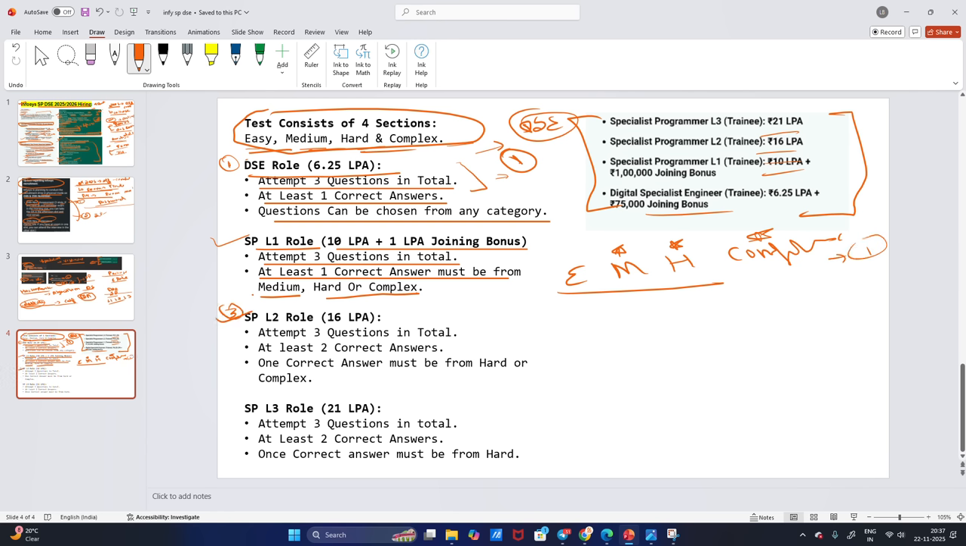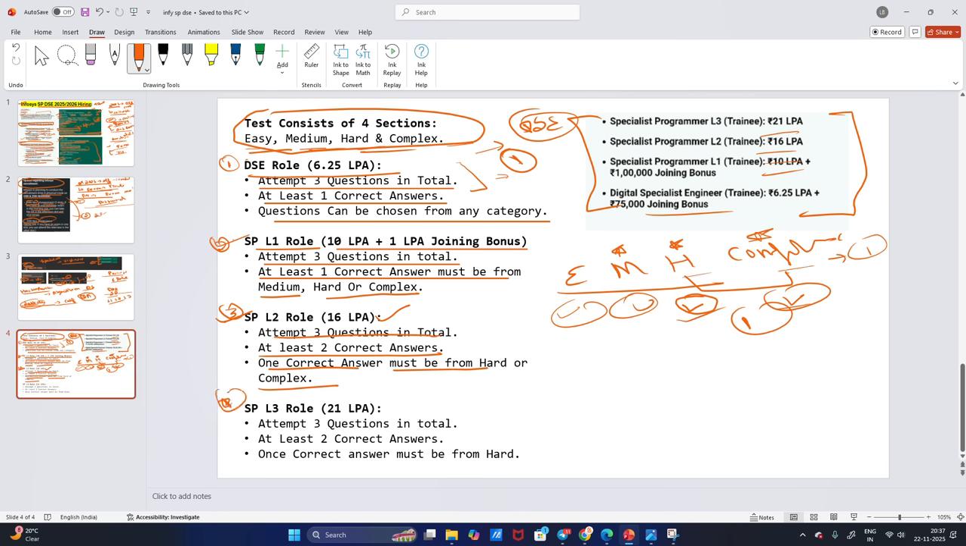Next is the SP role, that is the third role. SP L1 role is the second role. In this, 16 LPA, attempt three questions in total, at least two correct answers. One correct answer must be from hard or complex. So you have two options for the 16 LPA: either at least two correct answers, with one correct answer from hard or complex. Otherwise, if you solve the easy and medium, no problem, at least one correct answer will be from hard or complex.